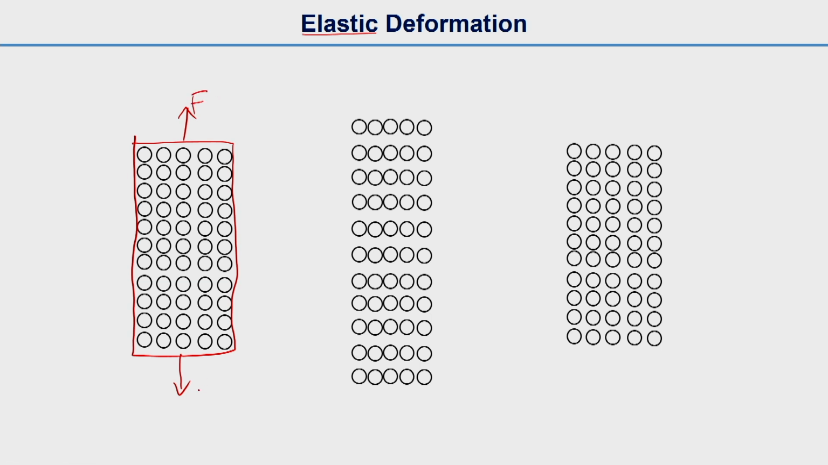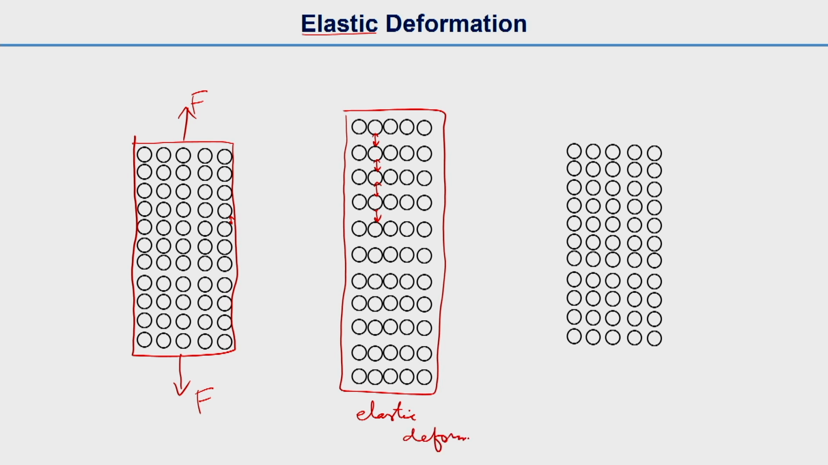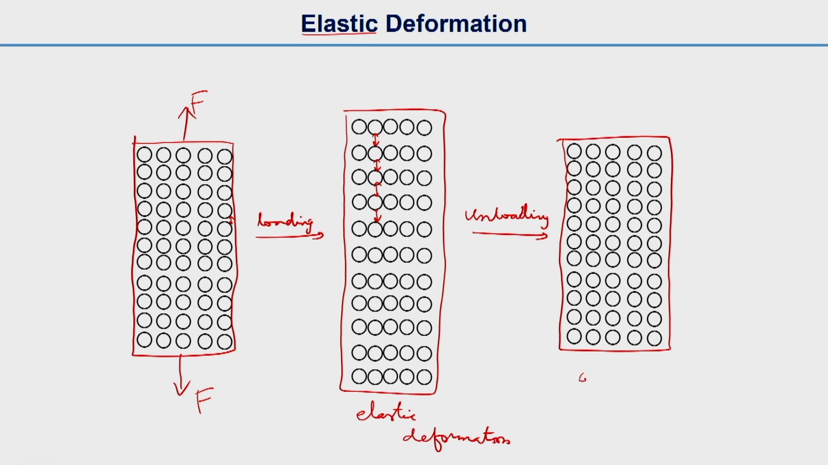After you do some tensile test, the material will elongate, so the distance between these atoms in the vertical direction will increase. If you see, the distance here is very small, now it is more. So that's the elastic deformation. What will happen if you unload it? What you did here is the loading, and if you unload it, the material will take the original shape. That means the deformation is reversible.